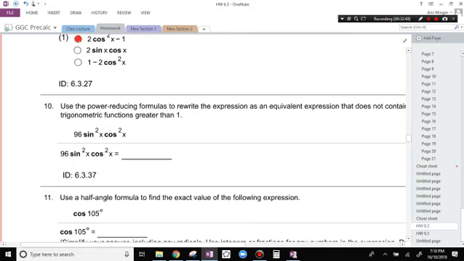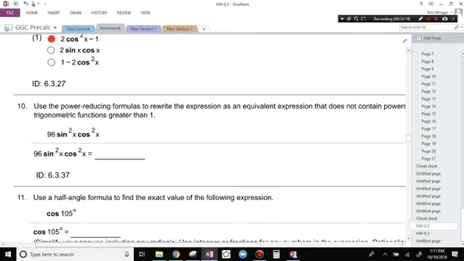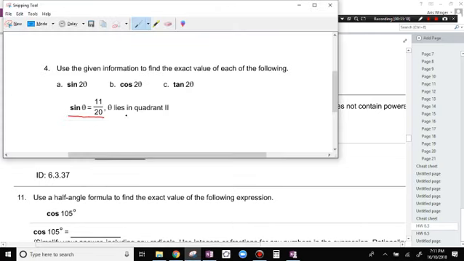All right, so we're going to try and reduce the powers here. What's the current power on this? 2, right? So use the power reducing formula to rewrite the expression as an equivalent expression that does not contain powers of trigonometric functions greater than 1. Let's see what we can do here.